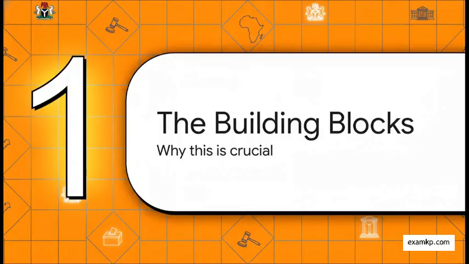All right, let's get right into it. Now, you might be wondering, why are we starting here? Well, think of it like this. These concepts, state, nation, society, they're the absolute foundation for the entire government syllabus. If you don't get this part right, nothing else makes sense. So let's build a really strong foundation together.